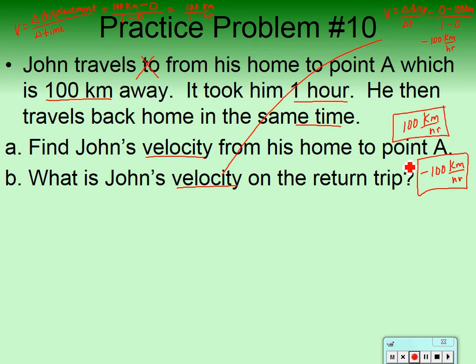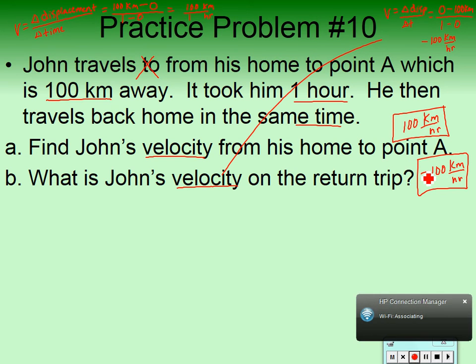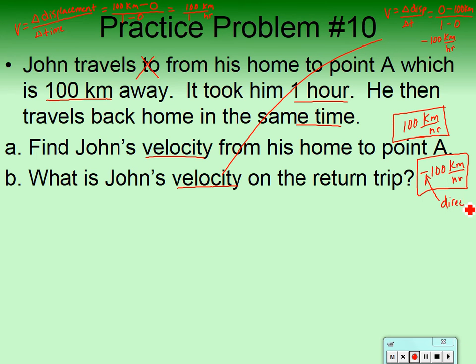Okay? Now let me talk about this for a second. Can you really go minus 100 kilometers per hour? No. What does this negative sign tell us? That tells us direction. The sign tells us direction.